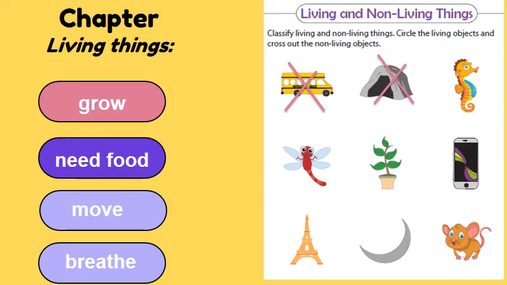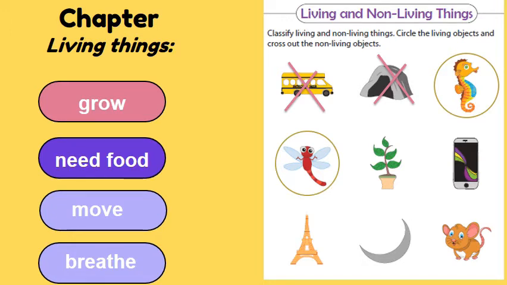We can see a seahorse. It's a kind of fish, so it's an animal, right? Is it a living or non-living thing? It's a living thing, so we have to circle it. We can see a dragonfly. It's an animal, right? It can grow and eat. It can also move, right? So we have to circle it.